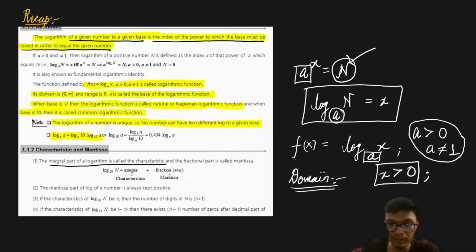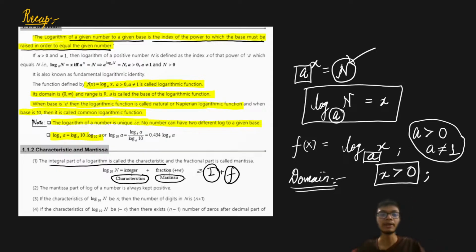So for example, if you are having the log of some particular number with respect to base 10, any number can be split into an integer part and a fractional part, right? The integer part of the log number is called the characteristic, and the fractional part of the log number is called the mantissa, right? Now it is defined with respect to the use of logs.